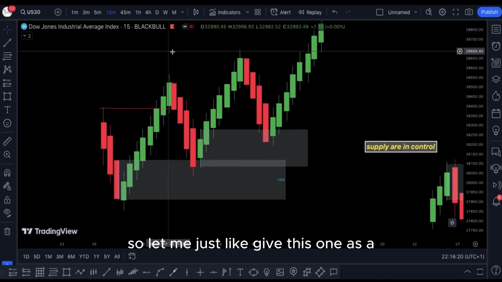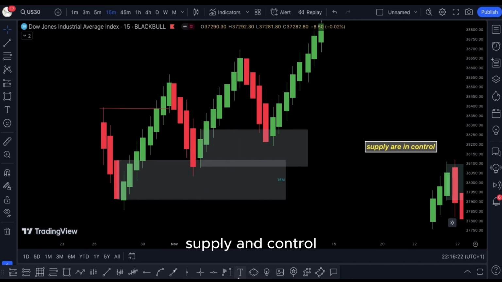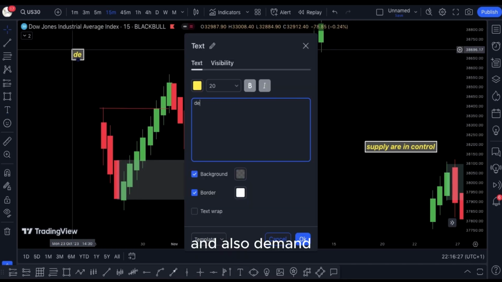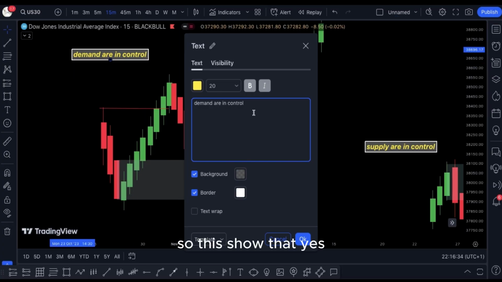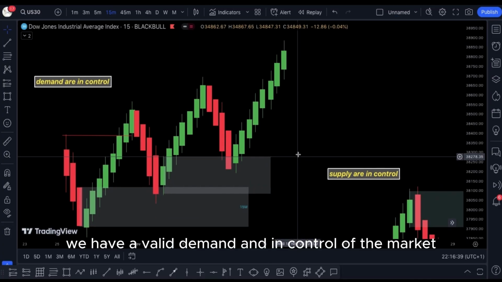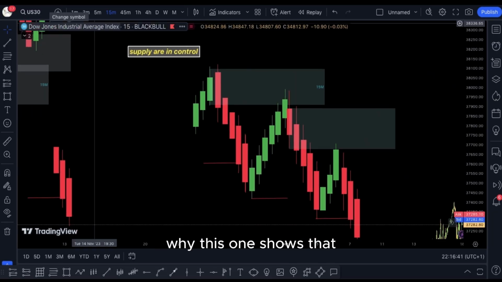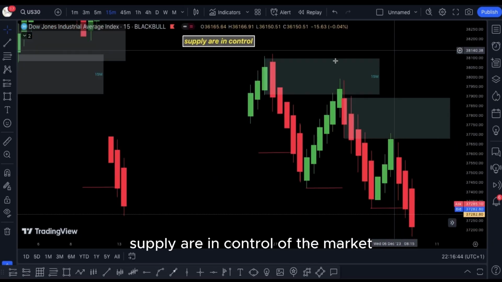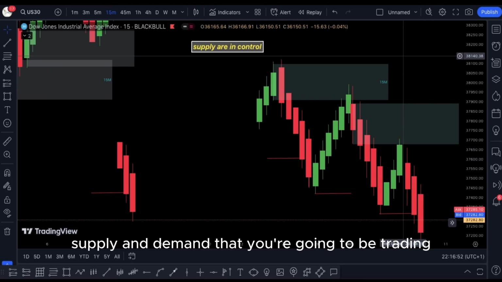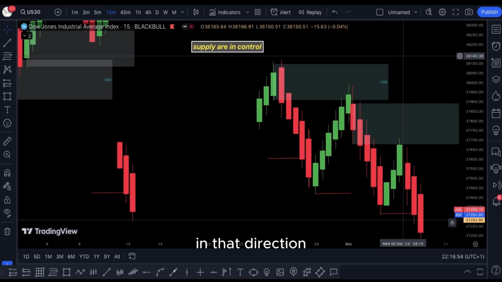So let me give this one as supply in control, and also demand in control. This shows that yes, we have a valid demand and it is in control of the market, while this one shows that supply is in control of the market. So this is how you will mark and select your valid points of supply and demand that you are going to be trading in that direction.